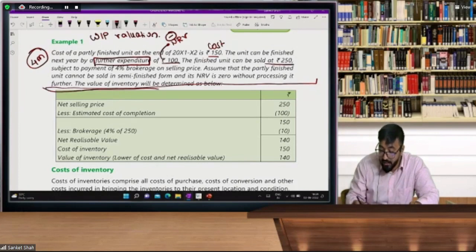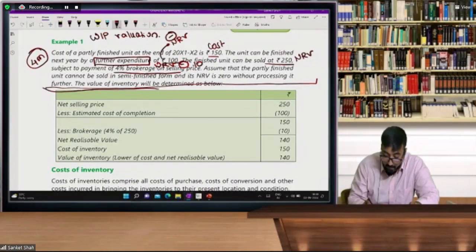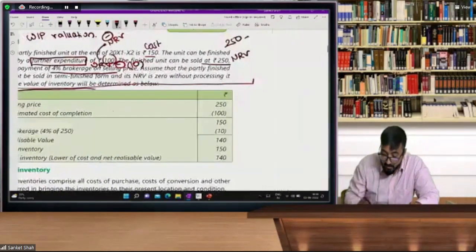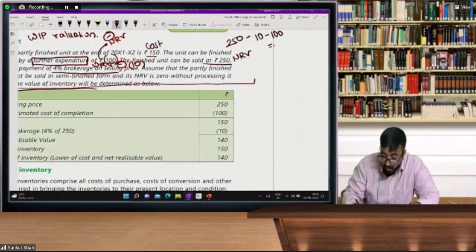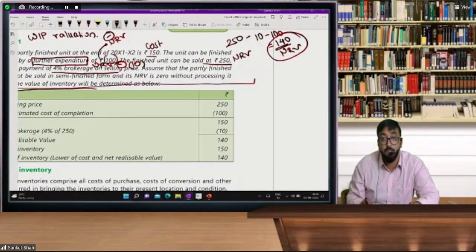The finished goods can be sold at rupees 250. You can write over there, this is net realizable value, subject to 4% brokerage. Brokerage is also deducted from NRV because this is a cost which is required. 250 into 4% is 10. So you deduct 10 and 100 from 250. 250 minus 10 minus 100 gives 140, which is the NRV, and cost is 150. Whichever is lower, so we will record it at 140 rupees.